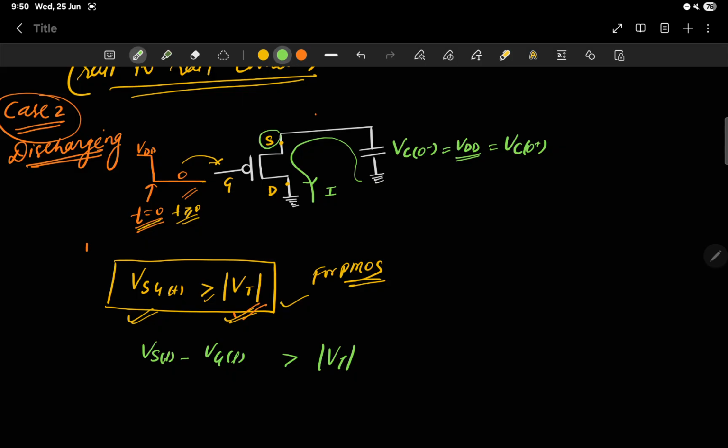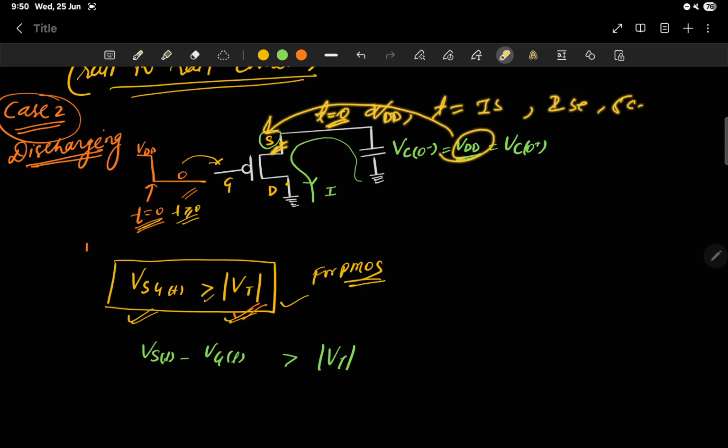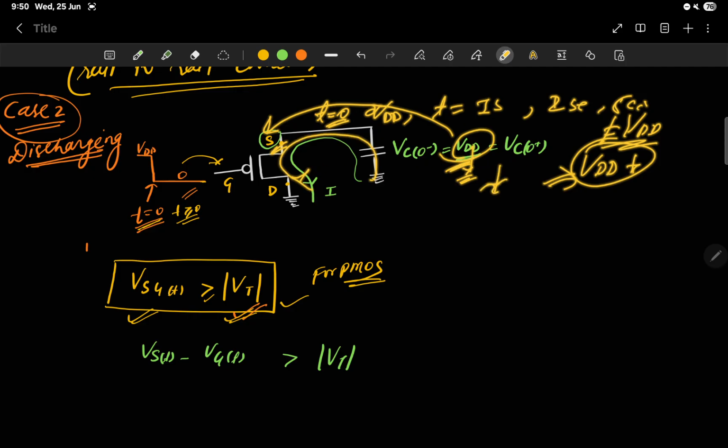Can you tell me what is the voltage at the source? VDD? No, absolutely not. Yes, it is connected to VDD, but this voltage is varying. Initially, at t equals 0, the source voltage is VDD, but at t equals 1 second, 2 seconds or 5 seconds, it will not be the same as VDD. This will be less than VDD, because the capacitor is discharging, so its voltage will also drop.